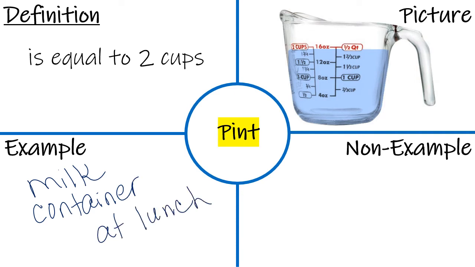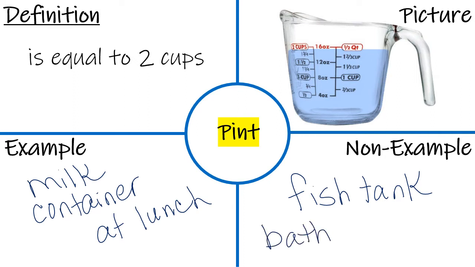A non-example would be something much larger or much smaller. So we could use some of those things we talked about earlier. A fish tank, that is way too big to be a pint. You could have a small bucket, so I won't say bucket. How about a bathtub? That's too large.